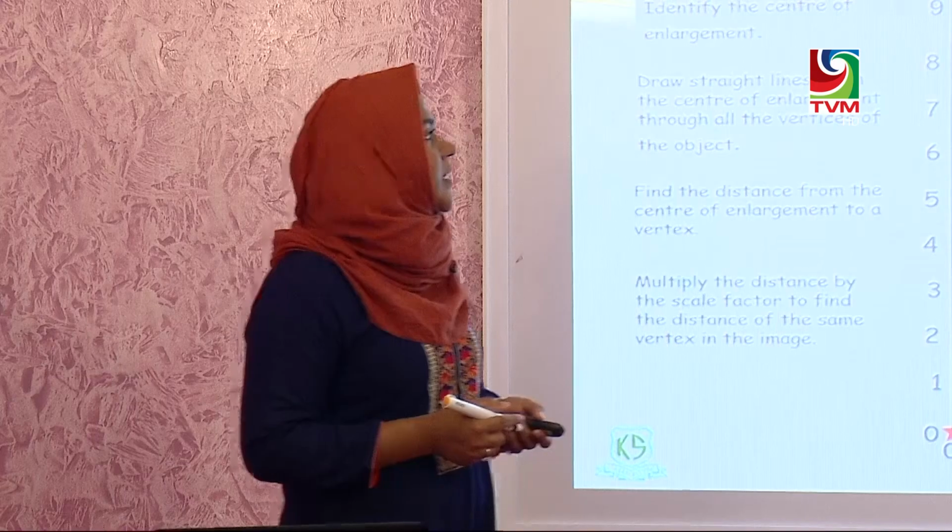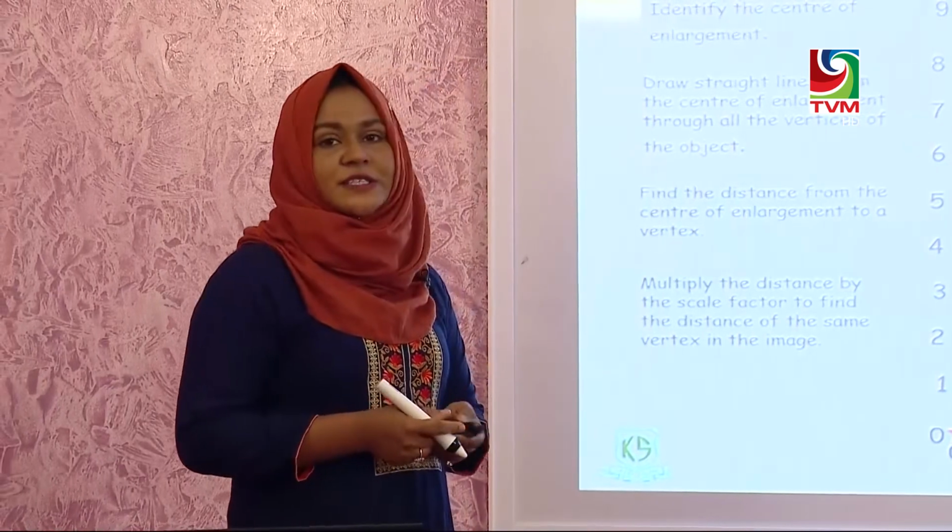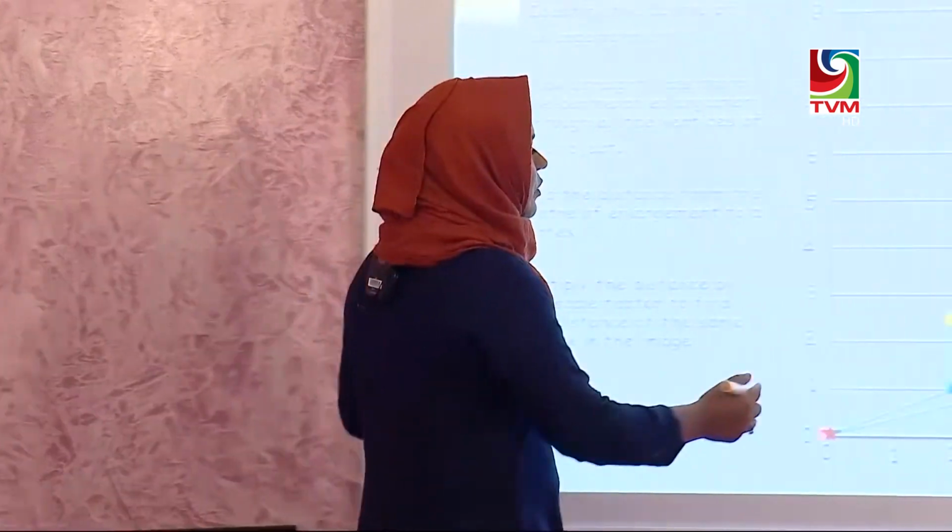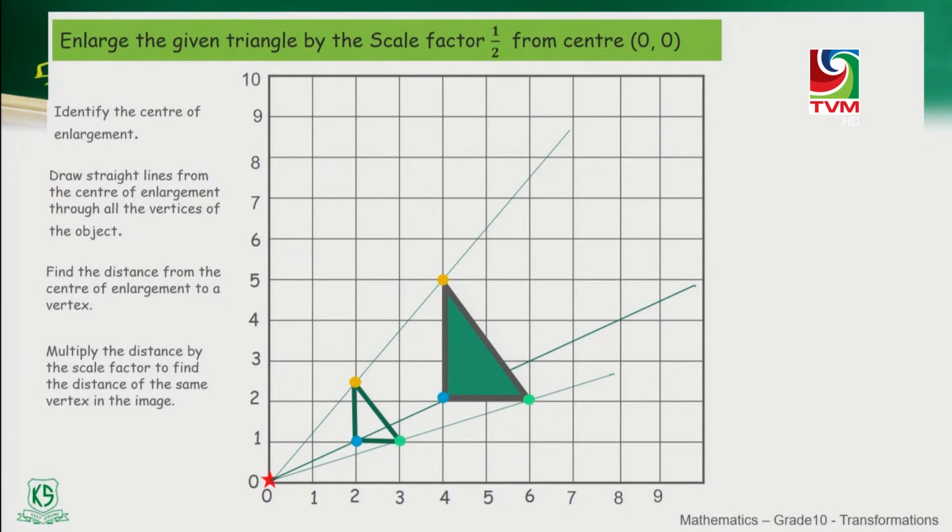As you know, scale factor half means your image will be half the size of the object. Now check the object. If you check this length, the object has 2 squares. What is half of 2? 1. So the same length has 1 square in it.